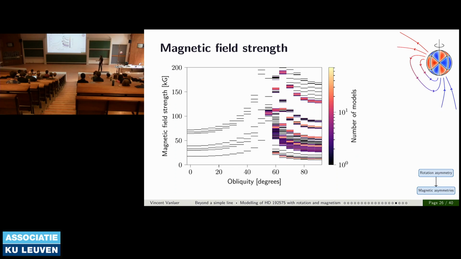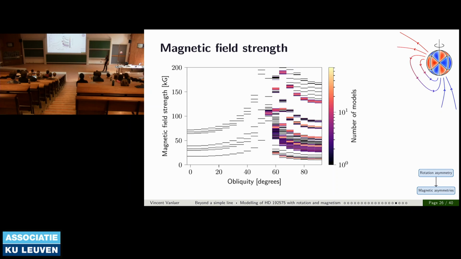For each possible value of the obliquity, so the obliquity is the angle between the rotation axis and the magnetic field axis, we get possible magnetic field strengths. You can see here the colors are by the number of models. And you can see here this nice increase. That's because as you go to a certain angle, around 55 degrees, the effect of the magnetic field on the modes drops to 0. So it bumps up the magnetic field strength in order to actually match the observed asymmetries.